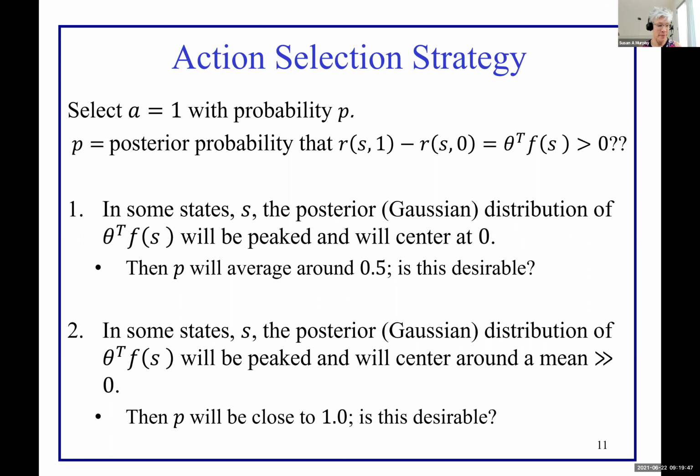Do you want a probability that averages around 0.5 when the learning algorithm is indicating there's no effect of sending a suggestion? Second, in some states, what we'll see is this posterior distribution of the treatment effect will be very peaked and will center around a mean much greater than 0. And so then the posterior probability is going to be really close to 1. Is this a good idea? Is it a good idea to always send the suggestion in that state, or to nearly always send that suggestion in that state? Well, neither one is a good idea.